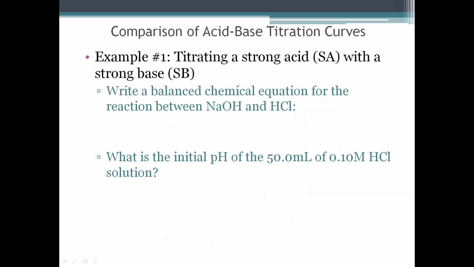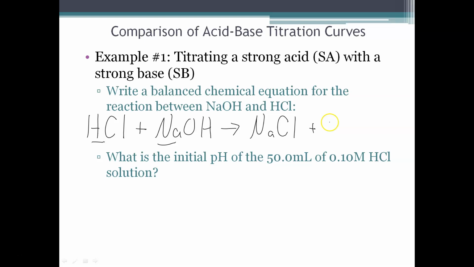The first example in your notes is to combine a strong acid, hydrochloric acid, HCl, with a strong base, NaOH. HCl is one of our 7 strong acids, and NaOH is a strong base because it's a group 1 metal combined with hydroxide. Let's write the balanced chemical equation for the reaction between these two things. Our strong acid is HCl plus NaOH. This is a classic double replacement neutralization reaction, so your hydrogen and sodium ions will switch, and we're going to end up with NaCl and water.